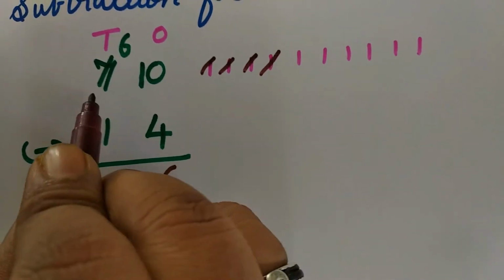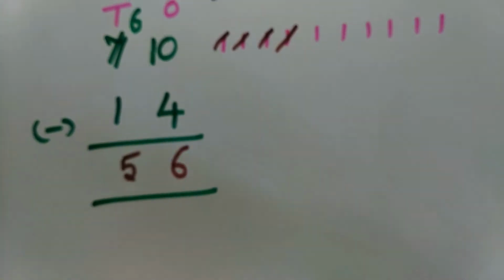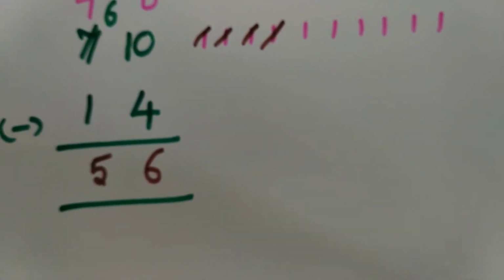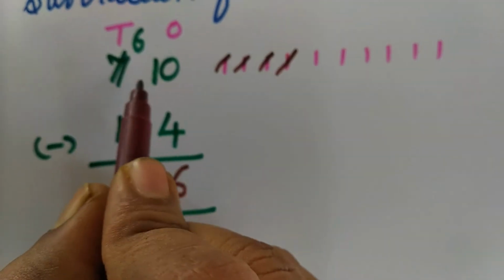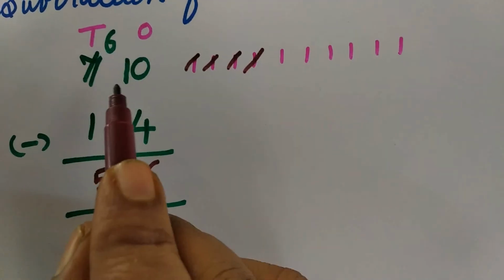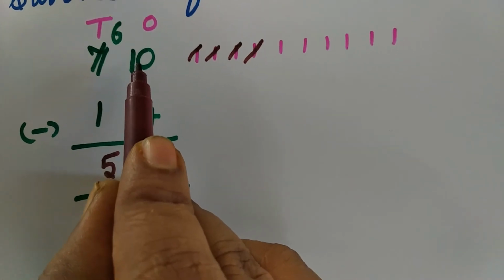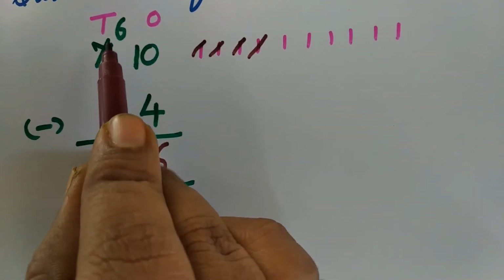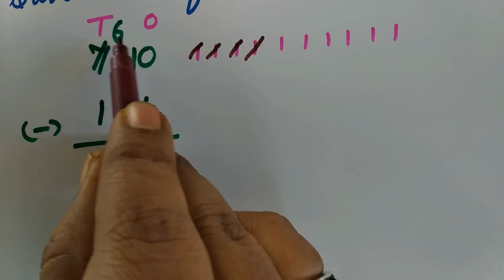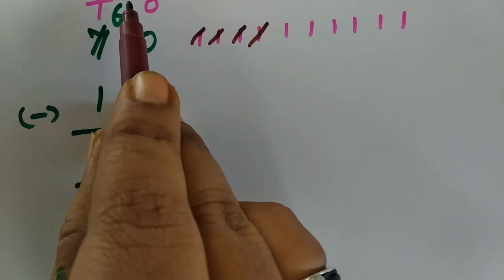So from 70 you are subtracting 14. So here from 0 you cannot subtract 4. Okay, so what we are doing, you are borrowing from tens place. So you will be getting 1 tens in ones place. So in tens place the number will become 6, because you gave 1 tens to ones place. So you will be having only 6.